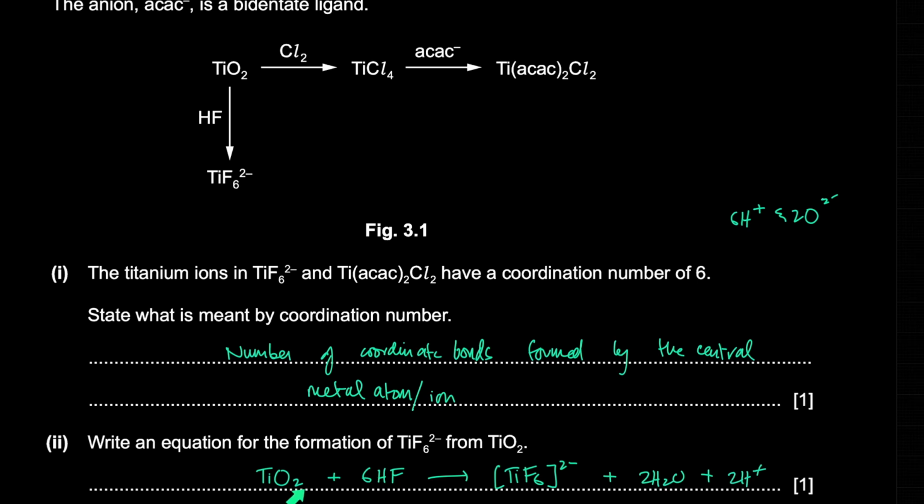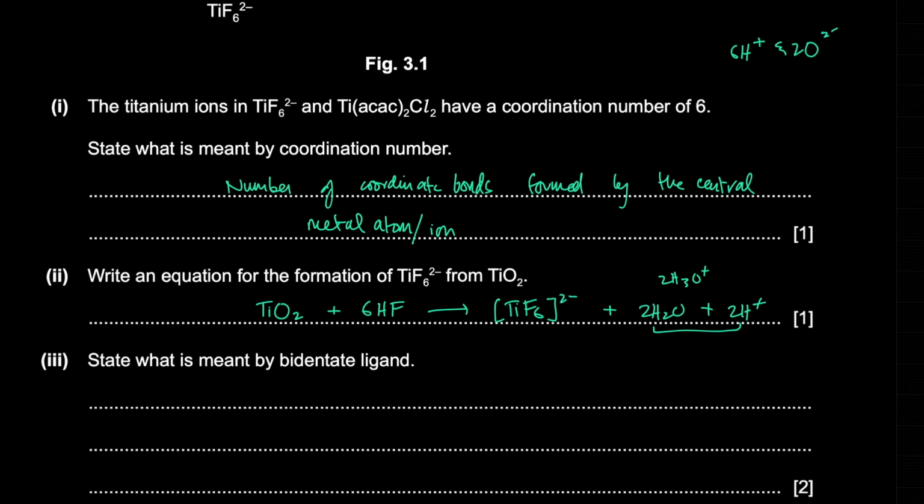Obviously, if it's neutral on the left hand side and you have an anion here, then you have to balance the charges, so you will definitely produce H plus. So either you can say 2H2O plus 2H plus, or you can say 2H3O plus. They're both acceptable. State what is meant by the term bidentate ligand. A bidentate ligand is a species that donates two lone pairs of electrons to form two dative covalent bonds with a central metal atom or ion.